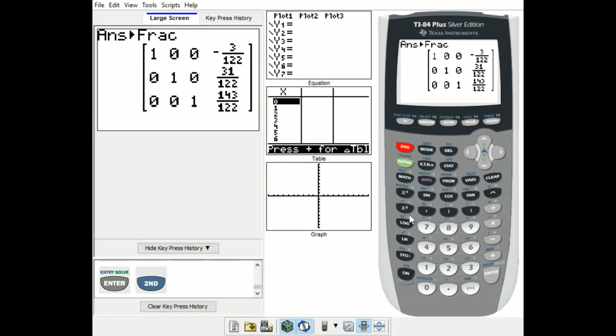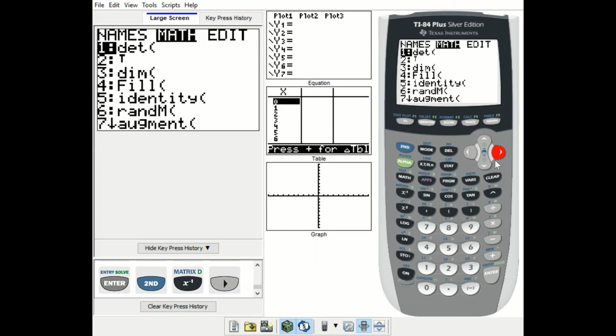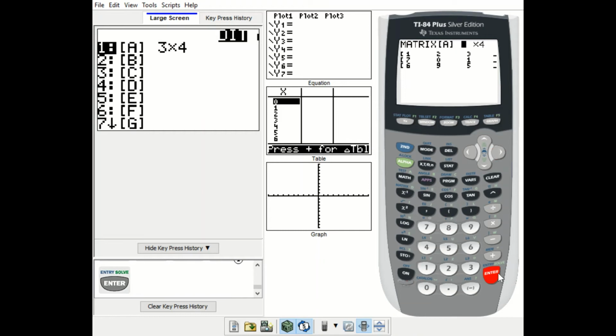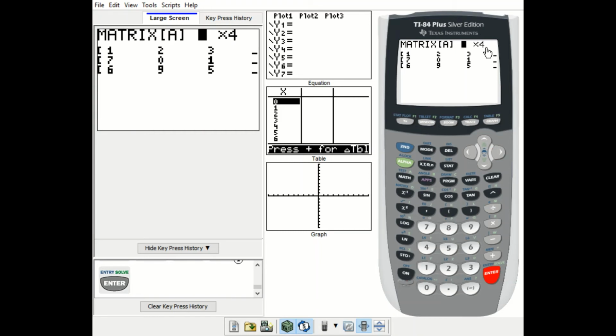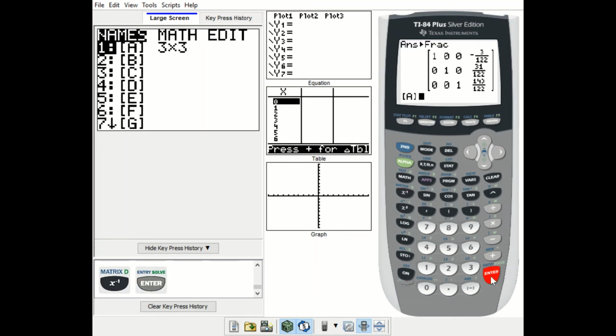So let me go back here. If I just go to show you a few more things. So second matrix, and I'll go back to that matrix A and hit enter. I want to edit it. Let's say I made it a 3 by 3. So it's just going to lock off the last column of my matrix. Okay. So now it's a square matrix, and I'll go second quit. And let's say I wanted to find the inverse of this matrix. So I would go second matrix and hit that, A.